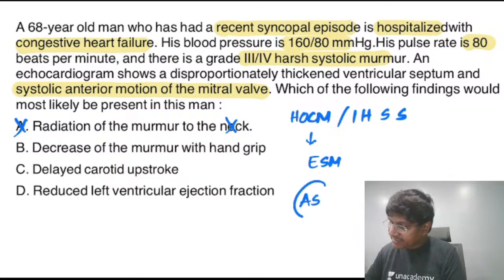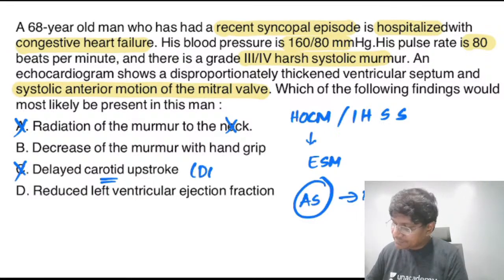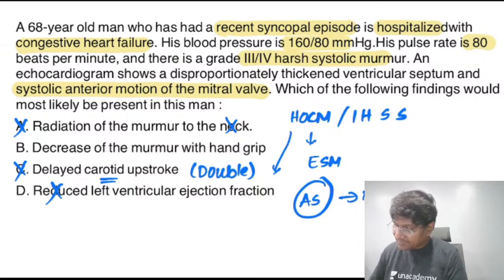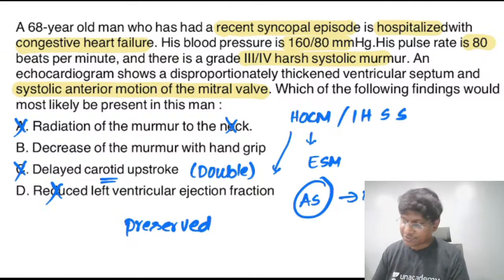But whereas the murmur of aortic stenosis will be radiating to the neck. Now, your delayed carotid upstroke will not be there in HOCM. In HOCM, you will have double carotid upstroke. And in case of HOCM, you don't have reduced left ventricular ejection fraction. You will have preserved left ventricular ejection fraction in HOCM.